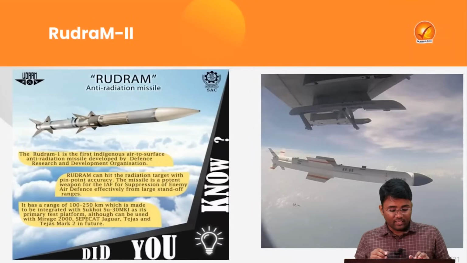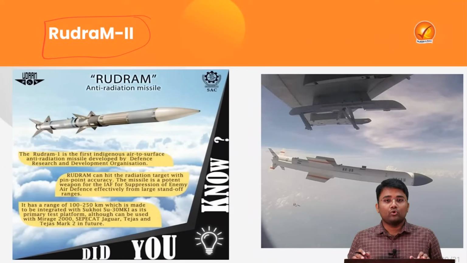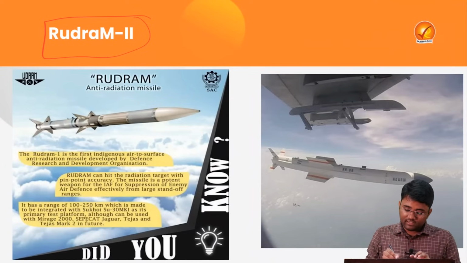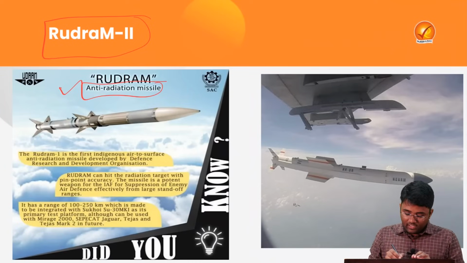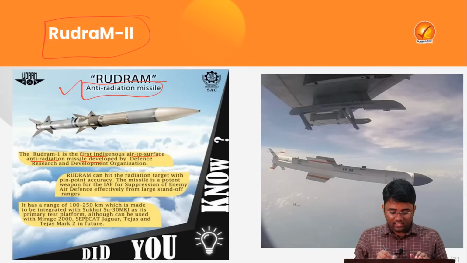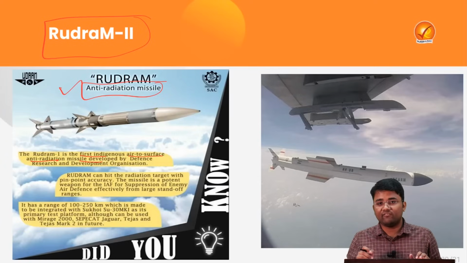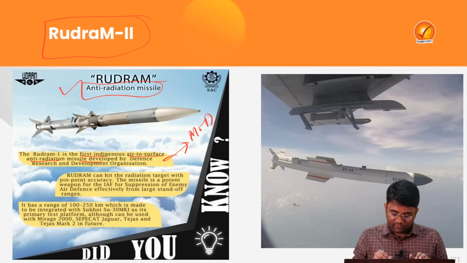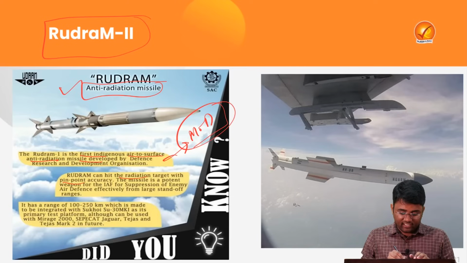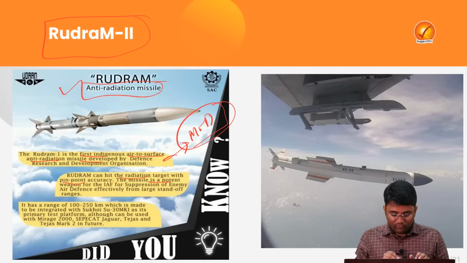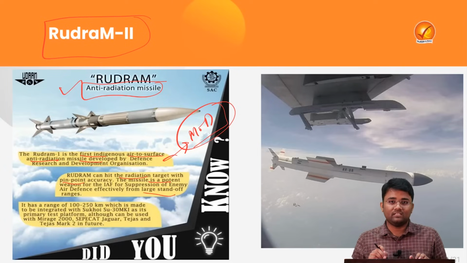Then the next topic is the Rudram 2 missile, which is an anti-radiation missile. It is the first indigenous air-to-surface anti-radiation missile, and it is developed by the DRDO, or Defence Research and Development Organisation, under the Ministry of Defence. It can hit radiation targets with pinpoint accuracy, and it is a potent weapon for the Indian Air Force for suppression of enemy air defense effectively from large standoff ranges.